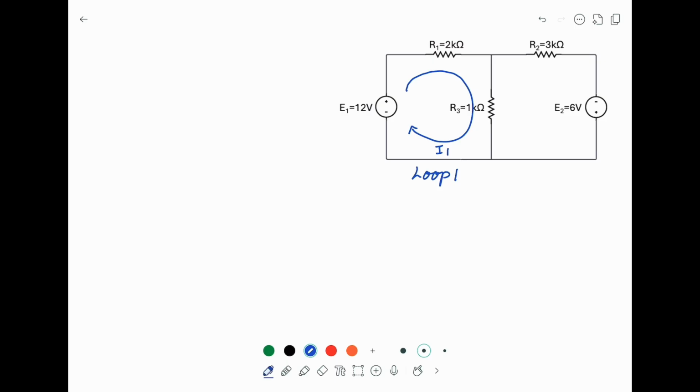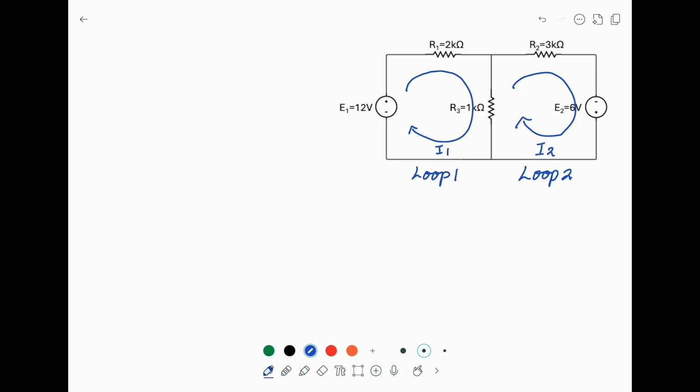Now remember, the mesh current doesn't mean the physical current. We'll find out the physical current a little bit later. And also, you can draw the current running in clockwise or counterclockwise direction. On the right hand side, I also draw a clockwise mesh current here. And I call this one I2. This is loop 2.